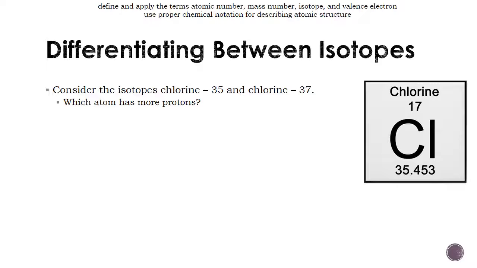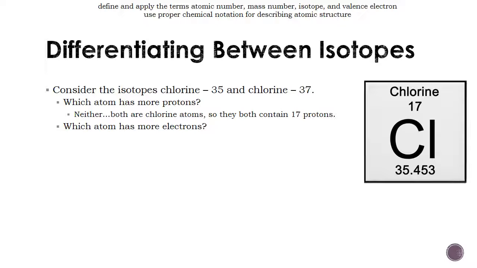Which atom has more protons? Well, they're both chlorine, and so neither of them does. Because they're both chlorine, they both have to contain 17 protons. Notice the atomic number for chlorine is 17, and so for both atoms, the fact that they're different isotopes makes no difference. Because they're both chlorine, they both have 17 protons.